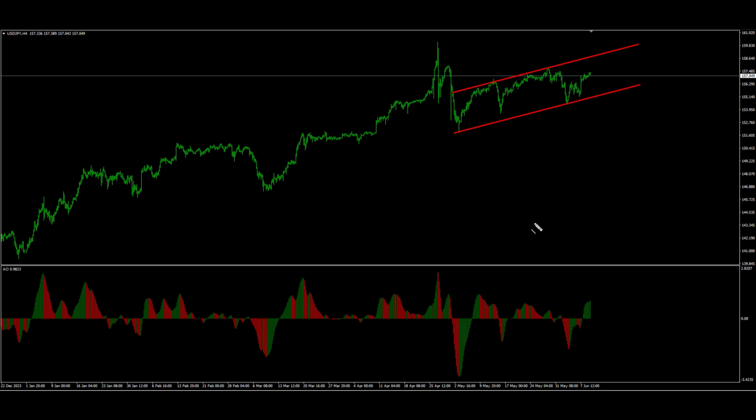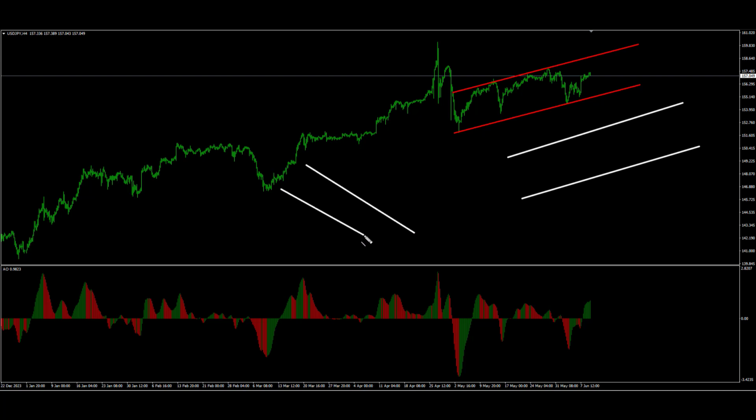Now we have three types of channels. We have a bullish channel, a bearish channel, and a sideways channel that looks like this.